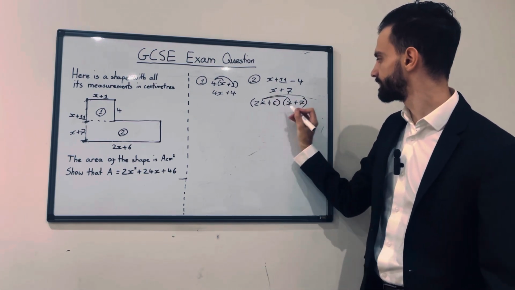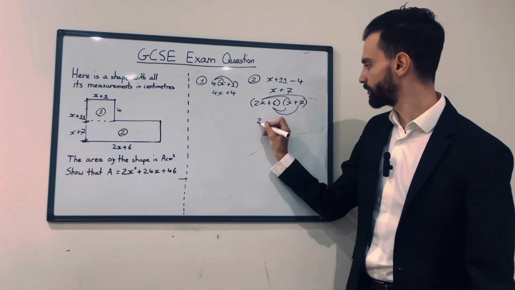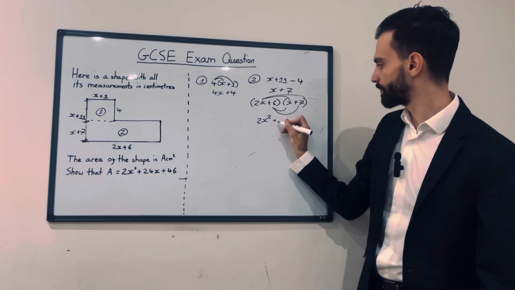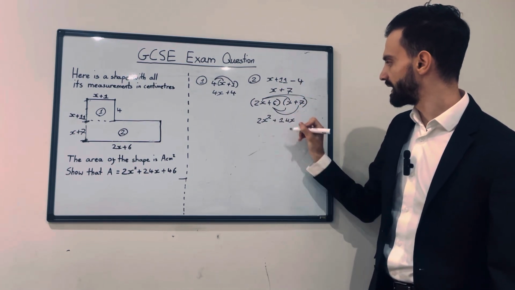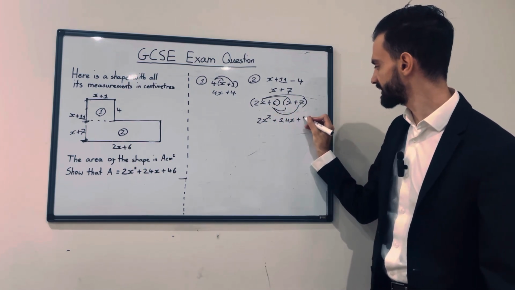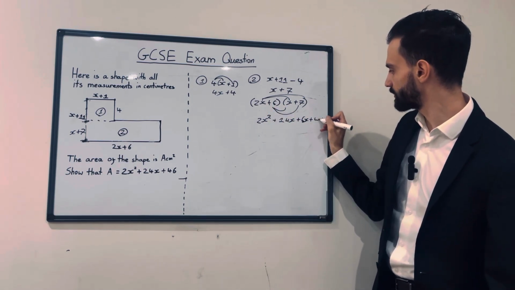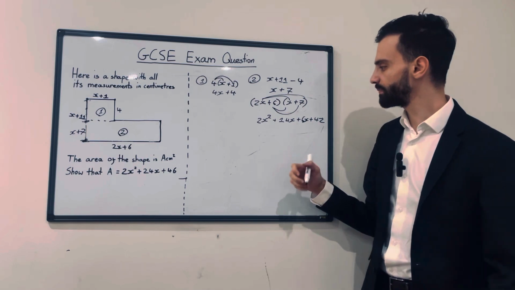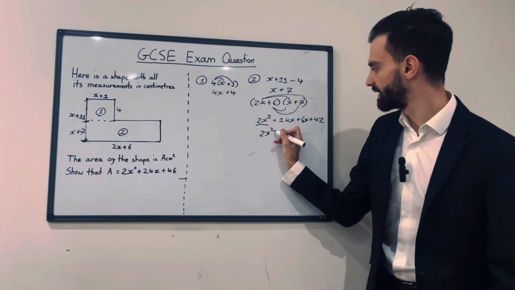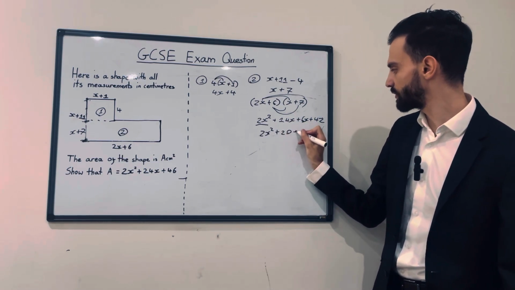Expanding this out, I'll focus on the top, which is 2x multiplied by x, which is 2x squared. 2x multiplied by positive 7 is plus 14x. Underneath, we have plus 6 multiplied by x, which is plus 6x, and finally plus 6 multiplied by plus 7, which is plus 42. Simplifying this underneath by collecting like terms, we have 2x squared stays, 14x plus 6x is plus 20x, and left over plus 42.